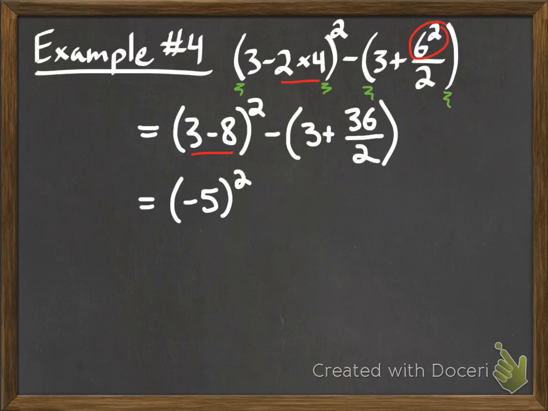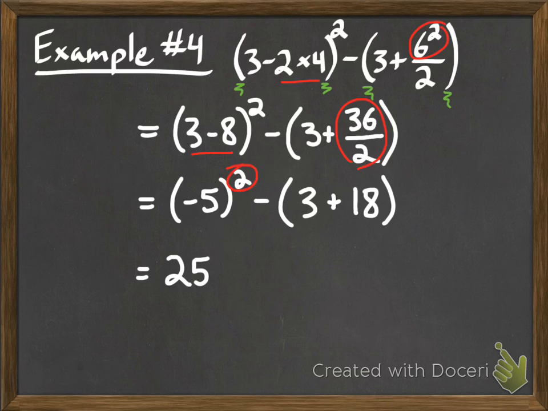And then inside the second set of brackets, we're going to first do our division. So 36 divided by 2 gives us 18. So then we're going to have 3 plus 18 in the second set of brackets. Now we're going to continue on again and simplify what's on the left side. So what's negative 5 all squared? So a negative times a negative makes a positive, and 5 times 5 gives us 25. In our right side of brackets, we have 3 plus 18, so that gives us 21. But we are subtracting that from 25, so we have 25 minus 21.